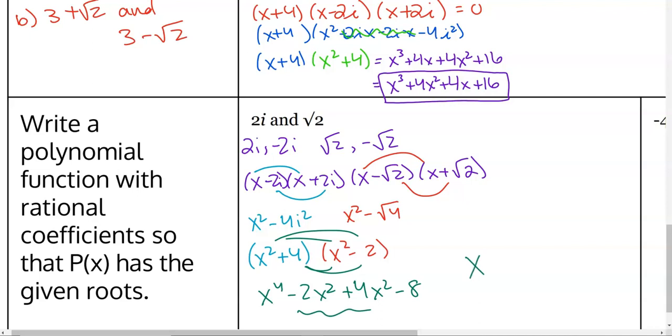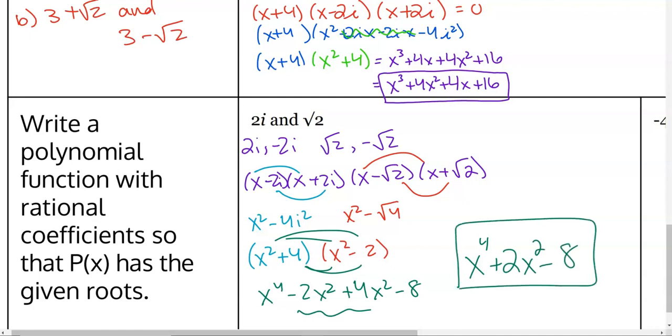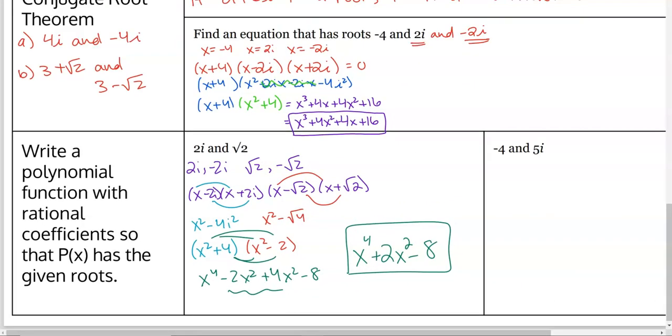So this is really what? X to the power of 4 plus 2x squared and then minus 8. Like that. Good. Okay. How many solutions is the last one going to have? 3. Good. Which one's not listed but should be? Negative 5i should be listed right here.